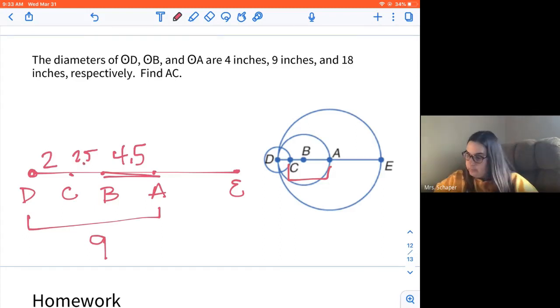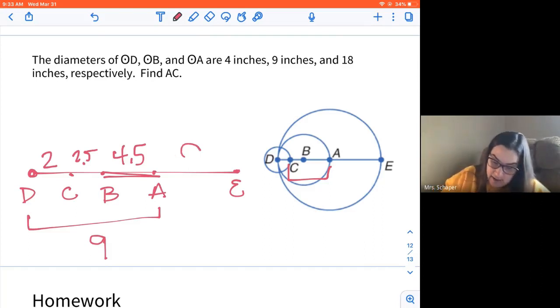Yep. And then AE, let's see here. Circle A is 18, so this is 9. And what do I want to find? AC. Oh, so that's going to be 7 units. I love this stuff. This is so fun.